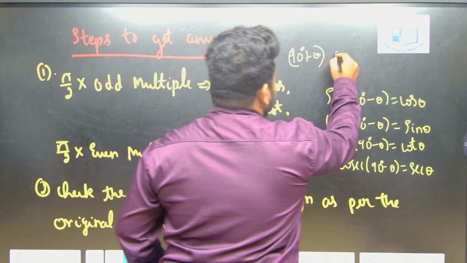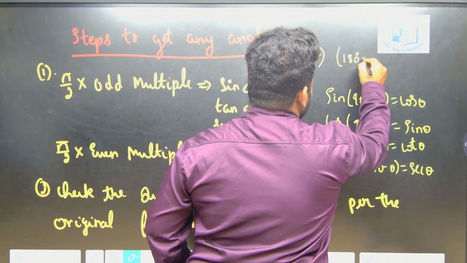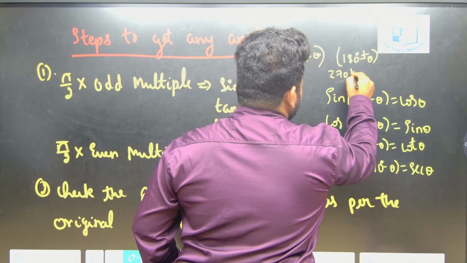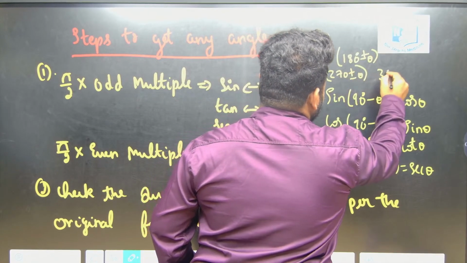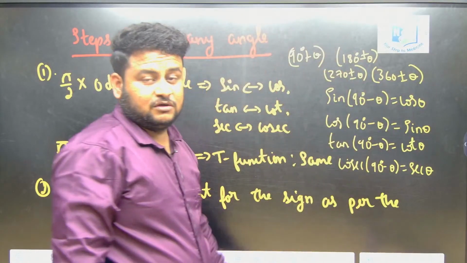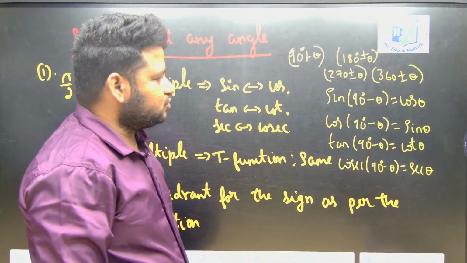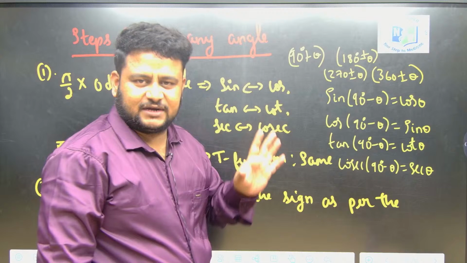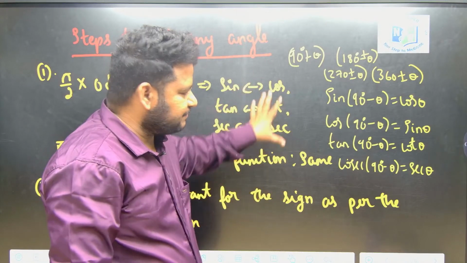Next, you may have to find 180 minus or plus theta, 270 plus or minus theta, 360 plus or minus theta, for all the 6 trigonometric ratios. So that means you have to remember numerous formulas. But should you remember those formulas? Definitely not. I will be giving you a trick here.